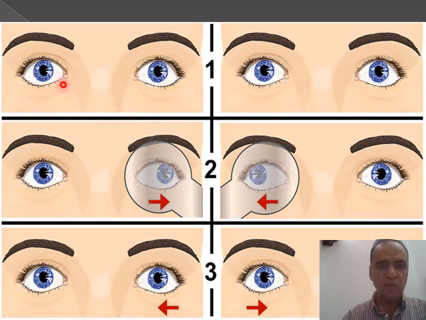Why? Because first of all, in primary position there is no manifest squint, tropia is not seen. Then when we cover the left eye, there is no corrective movement of the right eye, and when we cover the right eye, there is no corrective movement of the left eye. The left eye is the same, the right eye is the same, and only the eye behind the cover is deviated. Then if we remove the cover, there is corrective movement. So this is called phoria, not tropia.